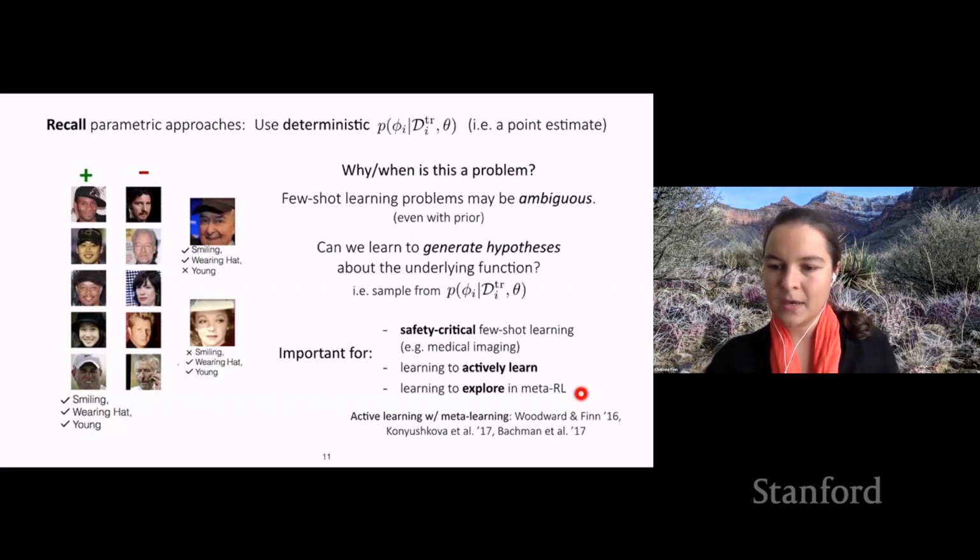It looks like there's a question in the chat saying, is learning a distribution over phi_i providing some sort of meta regularization?